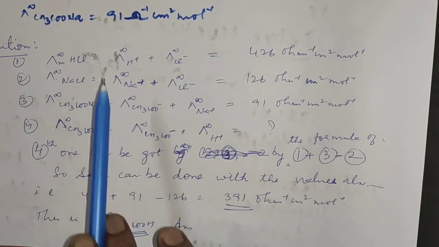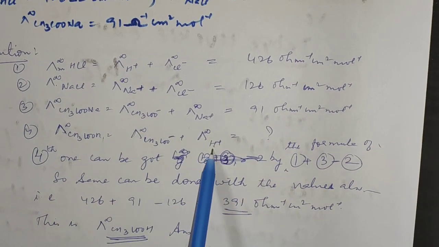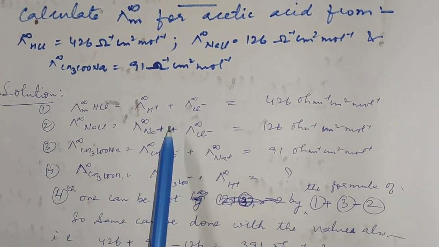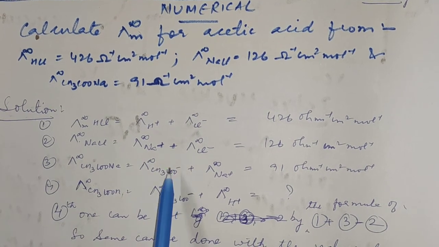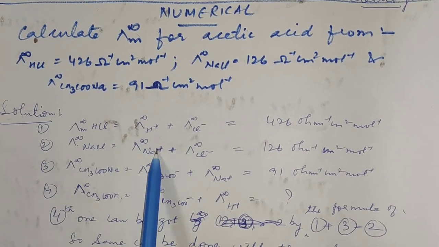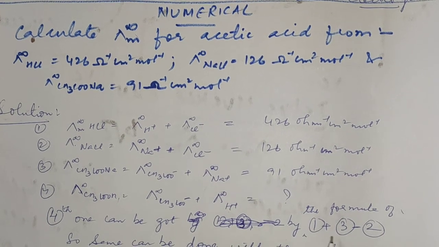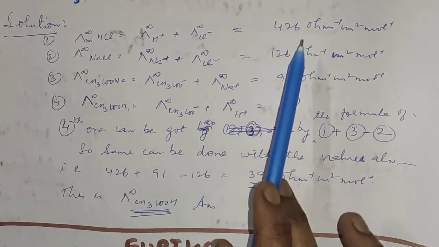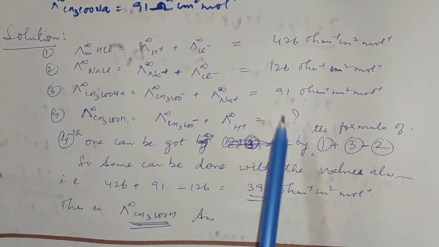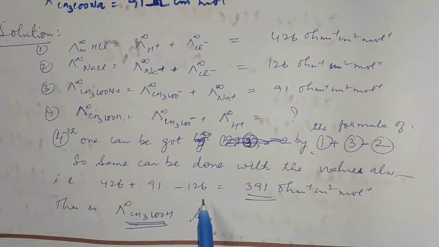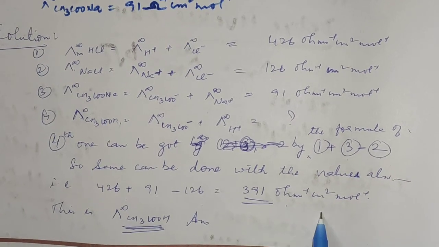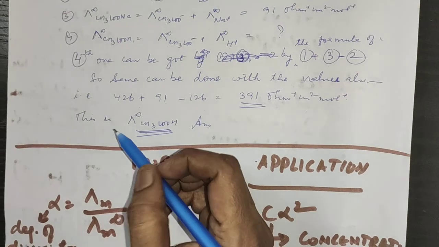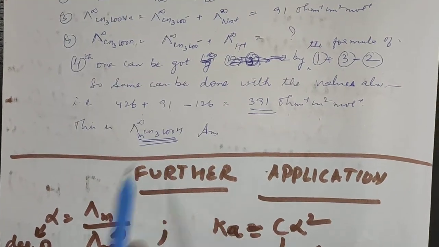Now I want it for acetic acid, which is acetate ion plus H plus ion. So I want H plus ion, I want acetate ion. I don't want Na, I don't want Cl minus. So what I can do is add this and subtract this, so that Cl minus gets cancelled, Na gets cancelled. I can add 1 and 3 and subtract 2. If I do that, only these two ions are left, all others get cancelled. The same way you can do it with the values: 1 is 426, 3 is 91, minus 126, it comes to 391 ohm inverse centimeter square mole inverse. So in this way, indirectly I can find lambda m infinity for acetic acid, which I cannot find from the graph.